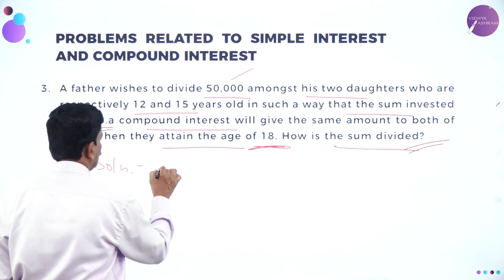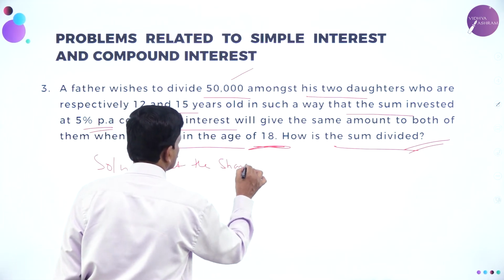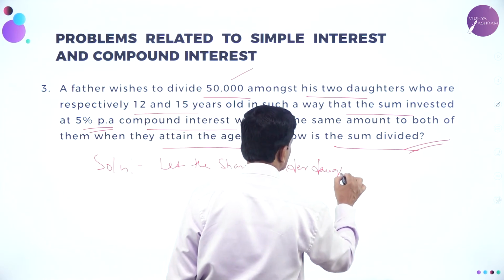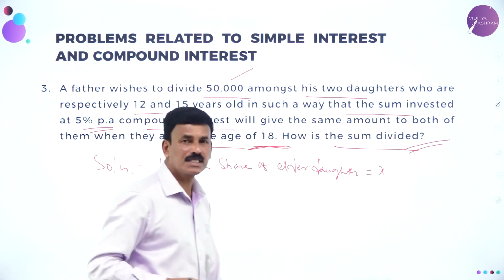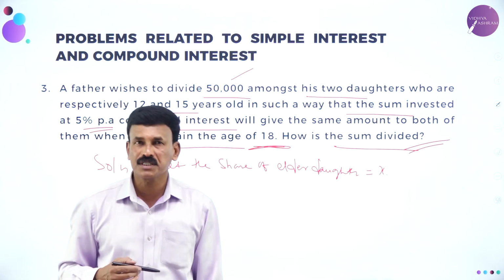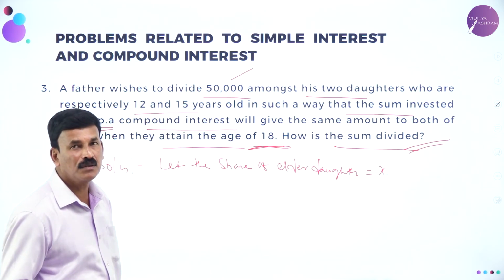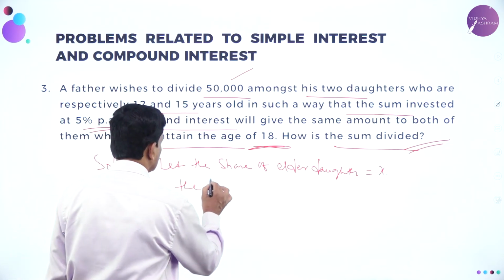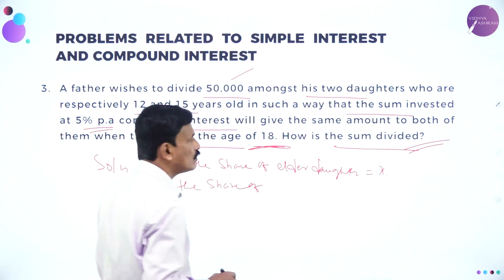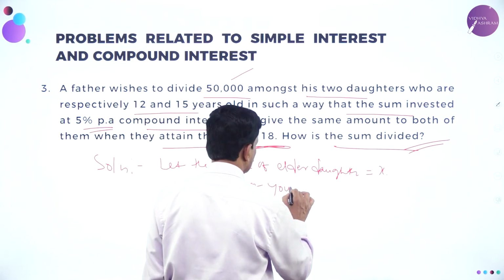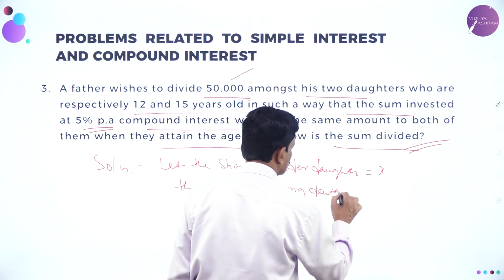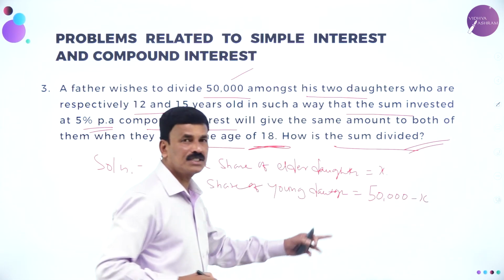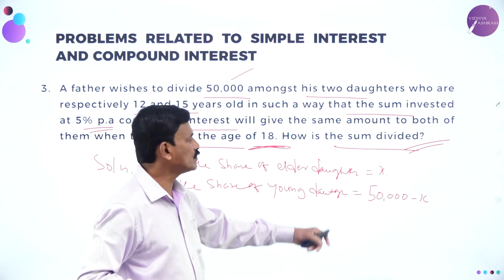Solution. Let the share of the elder daughter be x. Then the share of the younger daughter will be 50,000 minus x. So the share of the first one is x and the share of the second one is 50,000 minus x.